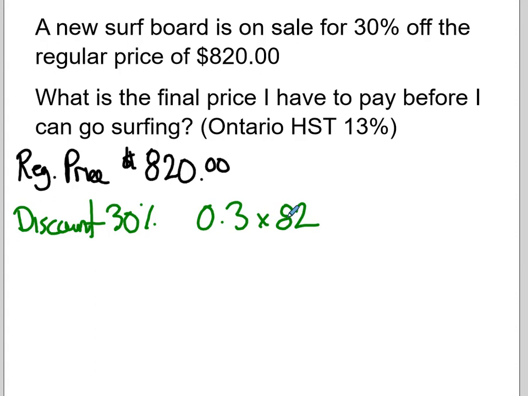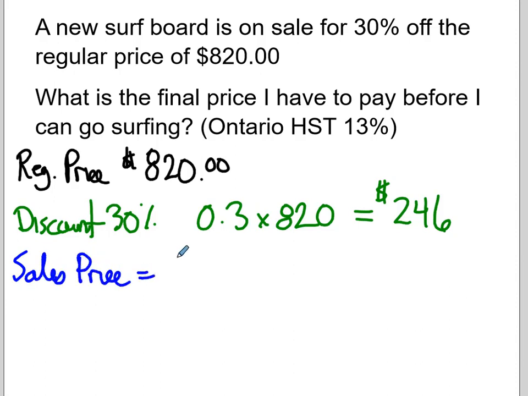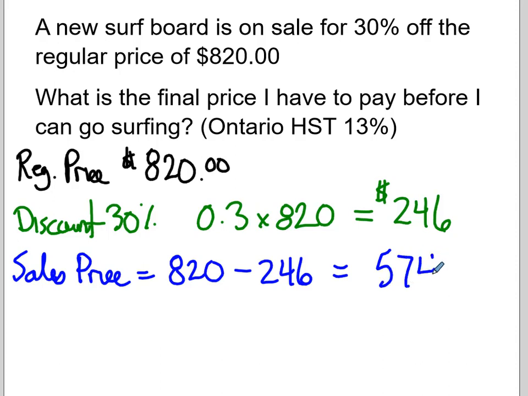We can do this the short way: 0.3, which is the same as 30% but expressed as a decimal. If we multiply those together, we get 246. Now this is the discount. This isn't the new price. So our sales price is the $820 original price minus the $246 discount. If we subtract, we get a new sales price of $574.